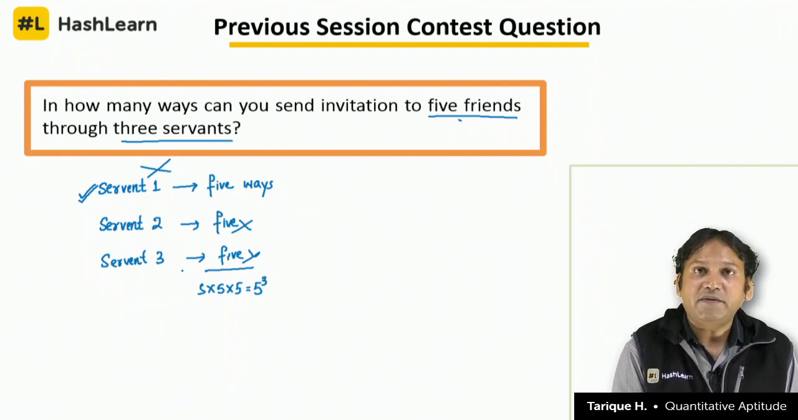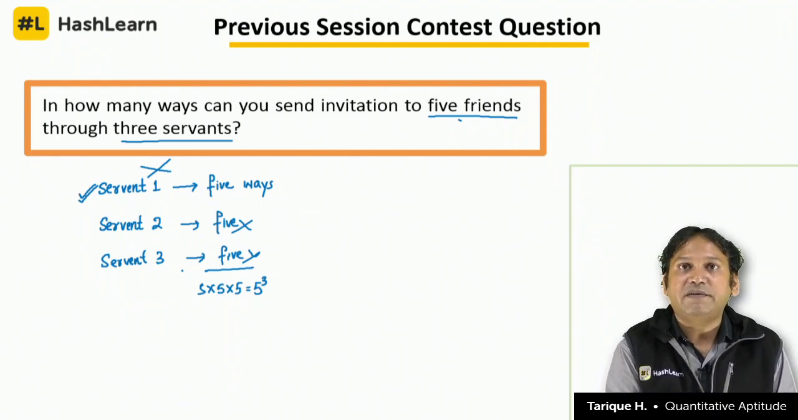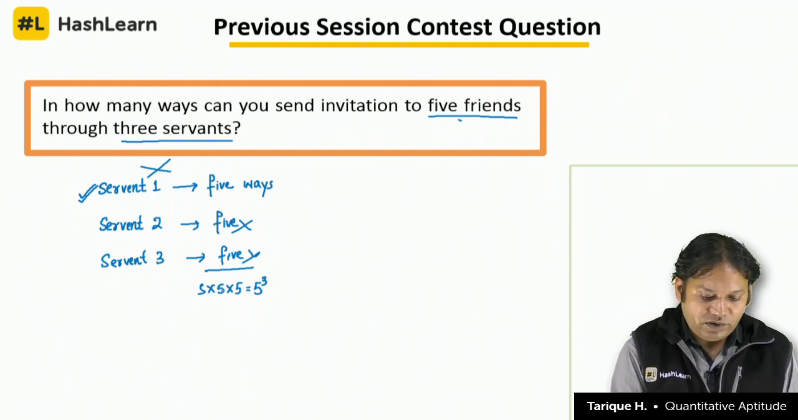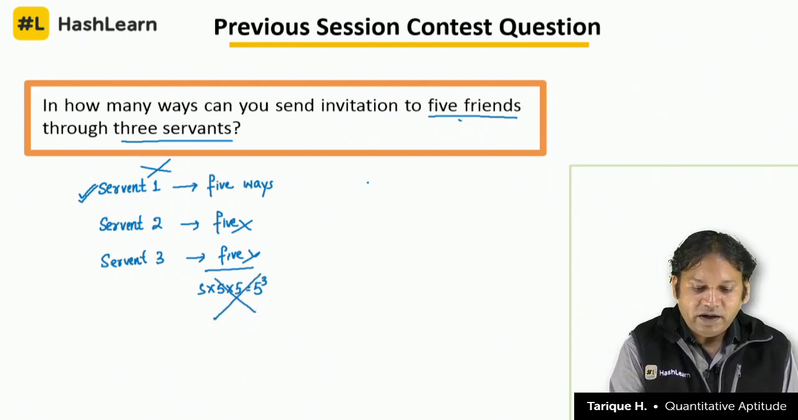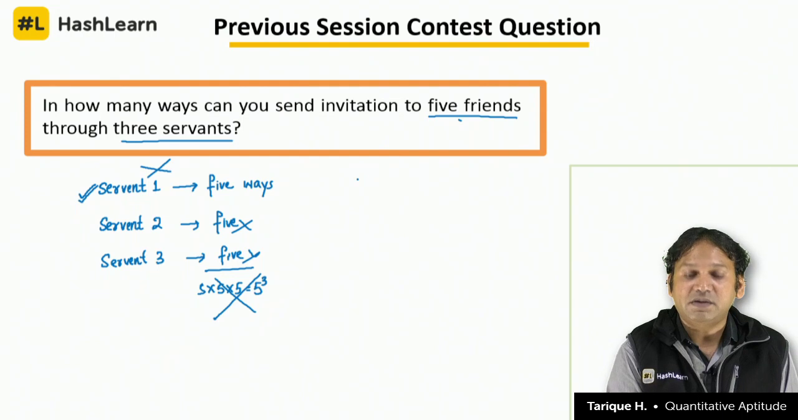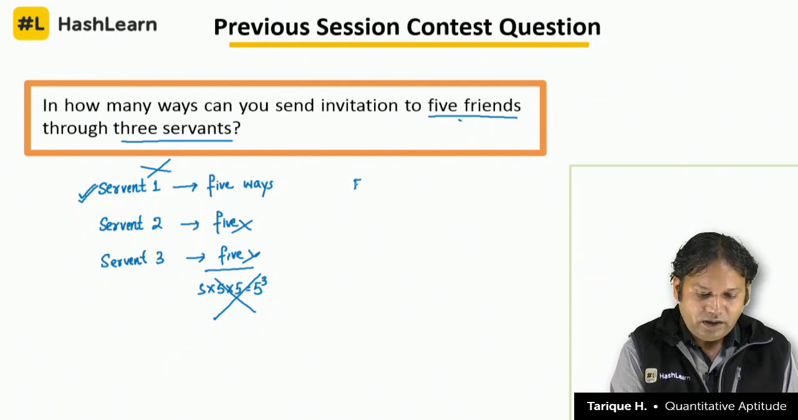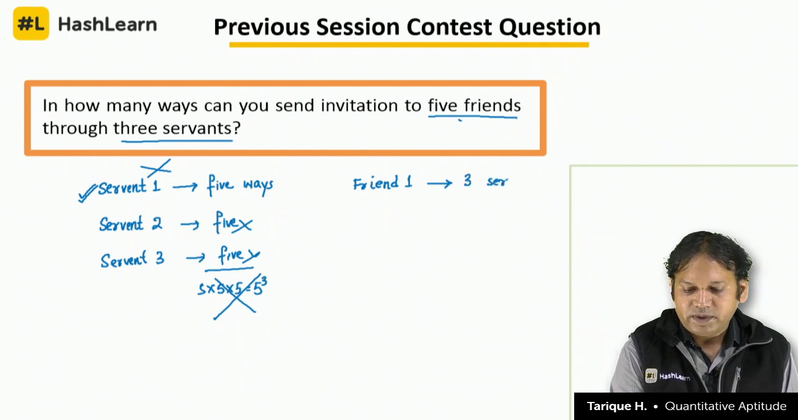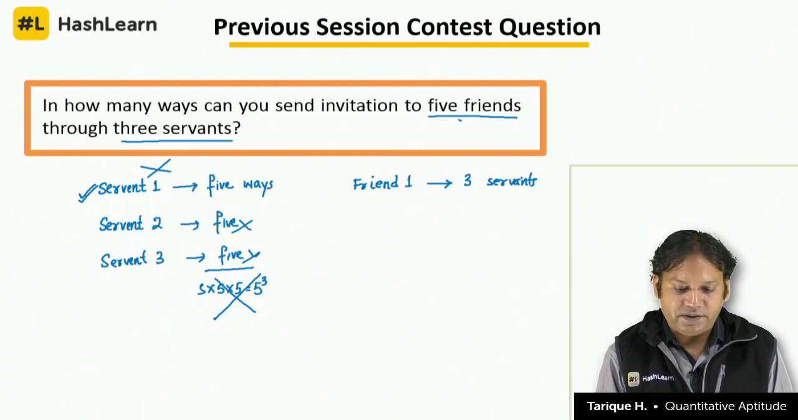So we cannot think from the point of view of servant to friends. So this entire answer is wrong. Rather we should think from the point of view of friends to servants. Let's take friend 1. Friend 1 can receive invitation from any of the 3 servants. It does not matter who comes to him. Ultimately the objective is that he should receive the invitation.